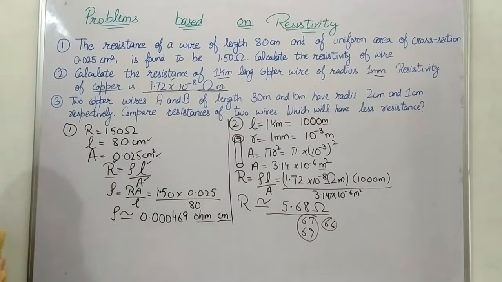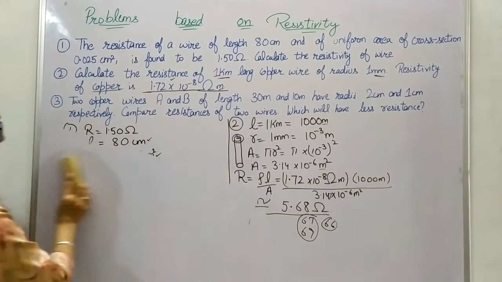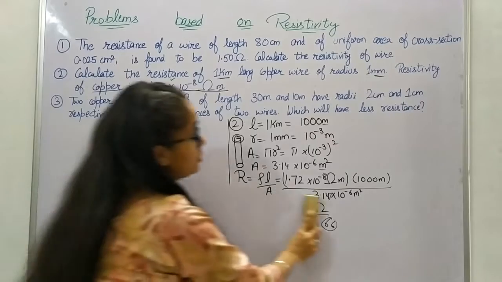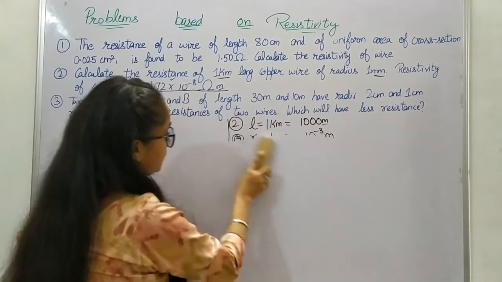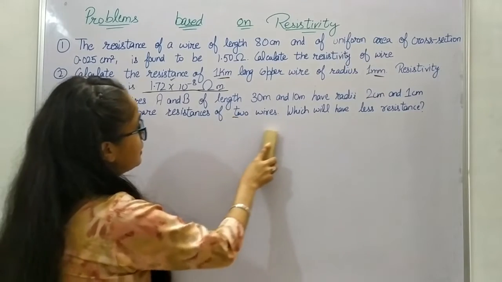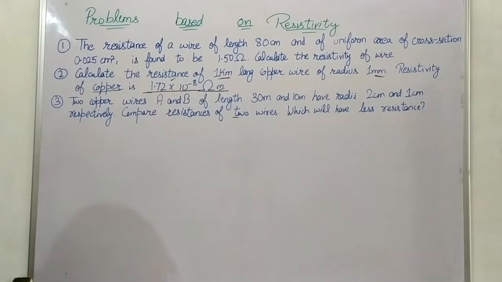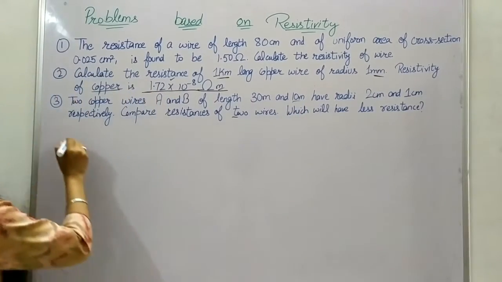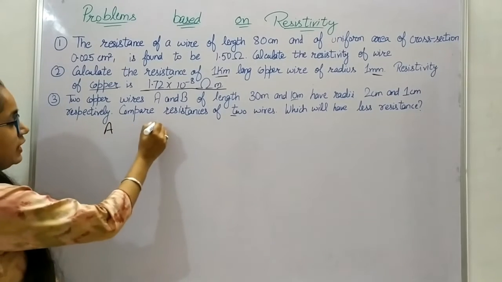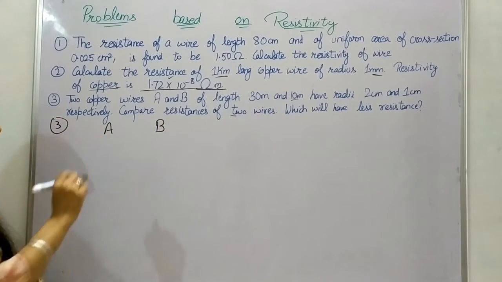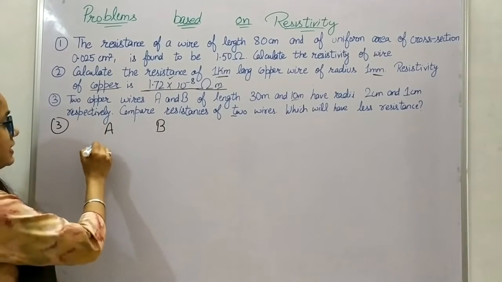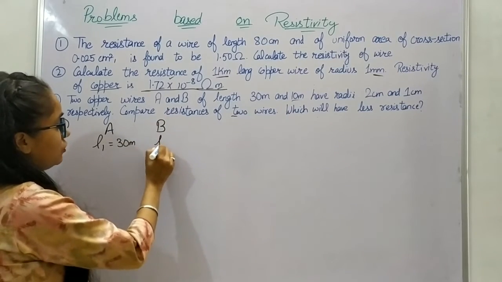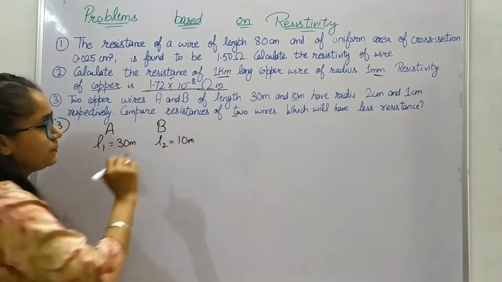Now let's move on to the third problem, which is a major problem of our video today. In that third problem we are provided with two copper wires. One has a length of 30 meters and the other has a length of 10 meters. So we have a copper wire A and a copper wire B. Let us say copper wire A has a length of 30 meters, so L1 equals 30 meters, and copper wire B has a length of 10 meters, so L2 is equal to 10 meters.